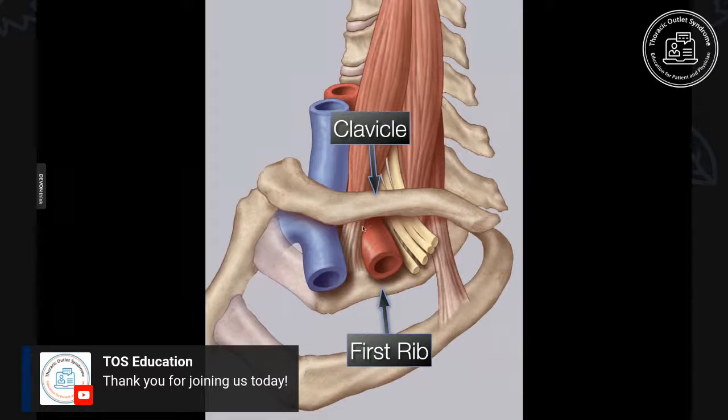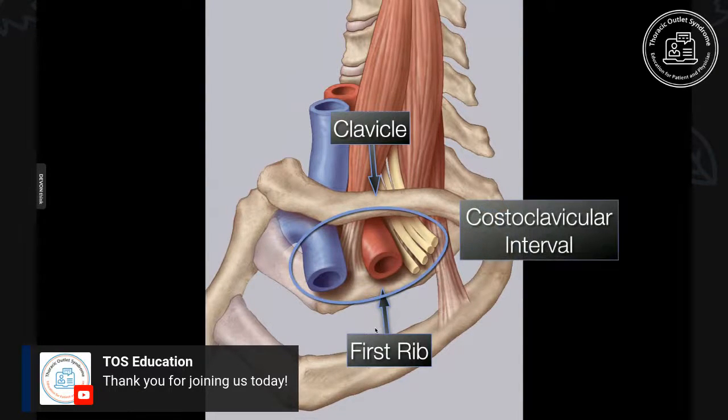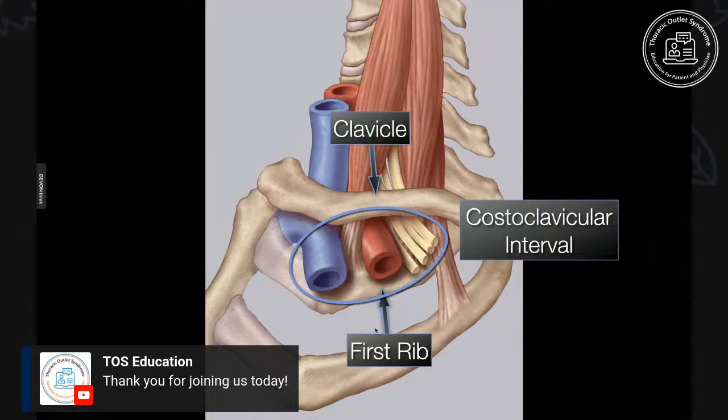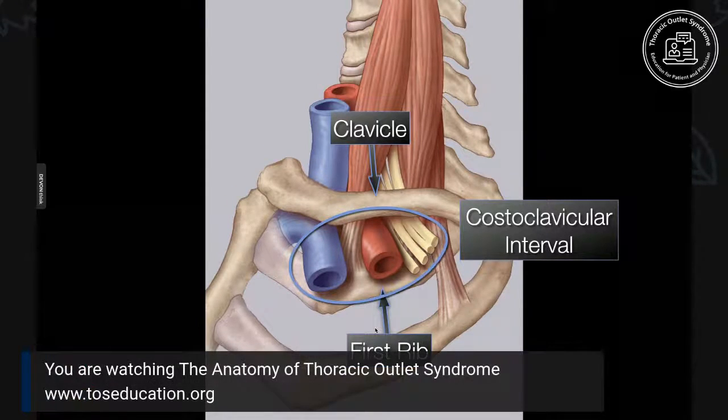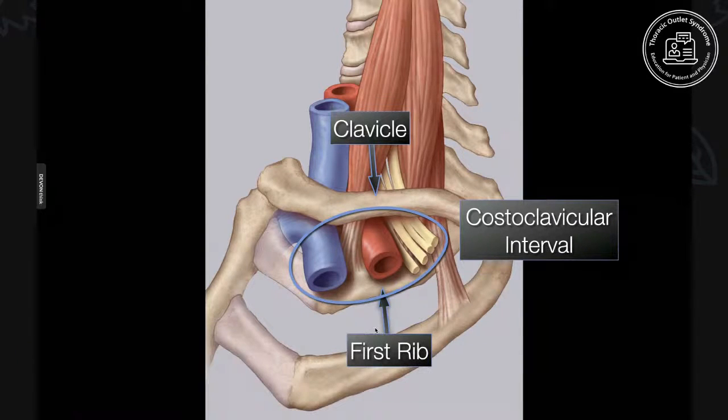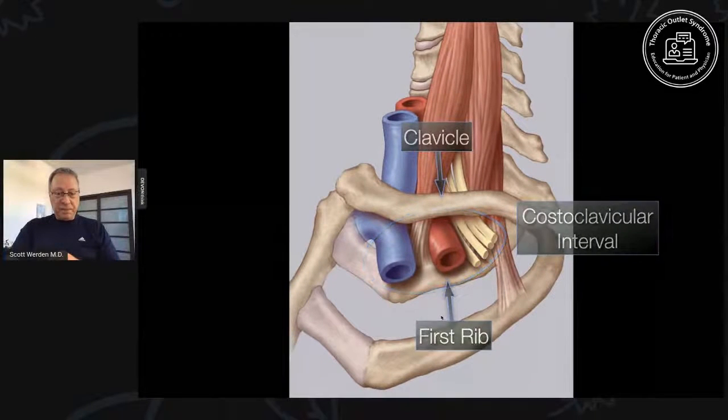Now, as I mentioned, there's a second space here. Right after you leave the scalene triangle, the important structures pass between the clavicle and the first rib. And this is called the costoclavicular interval. Costo means rib. Clavicular, of course, means clavicle. But you'll see this noted in a lot of reports about patients with thoracic outlet syndrome. Again, to repeat, the first space is a scalene triangle. The second space, or tunnel, is the costoclavicular interval.